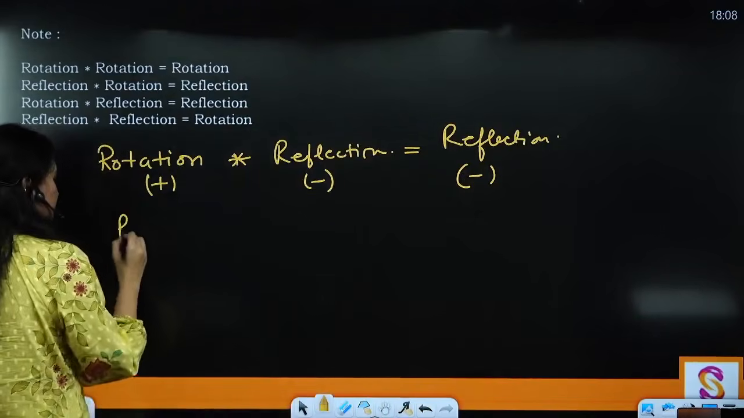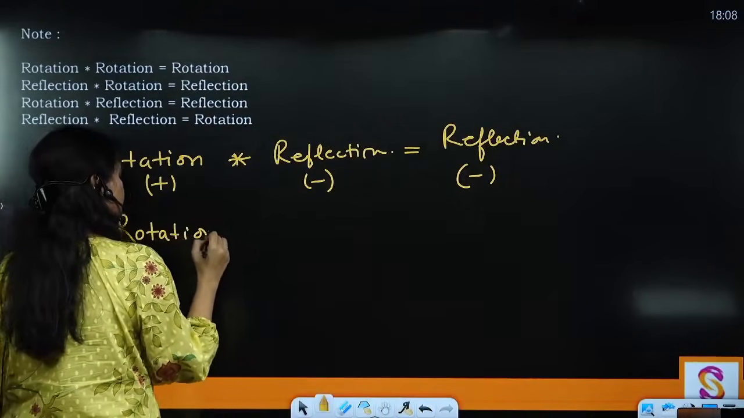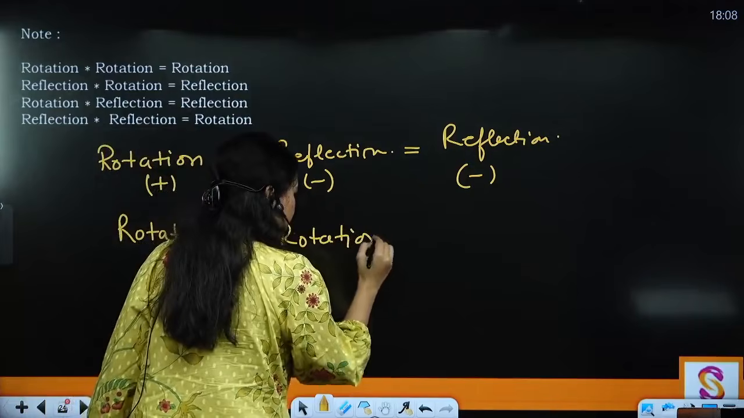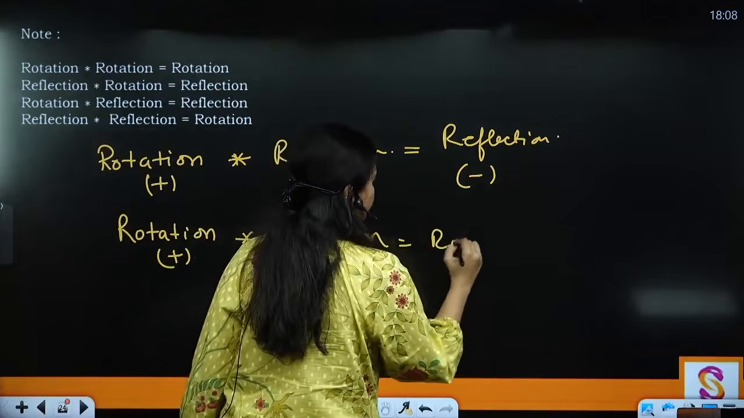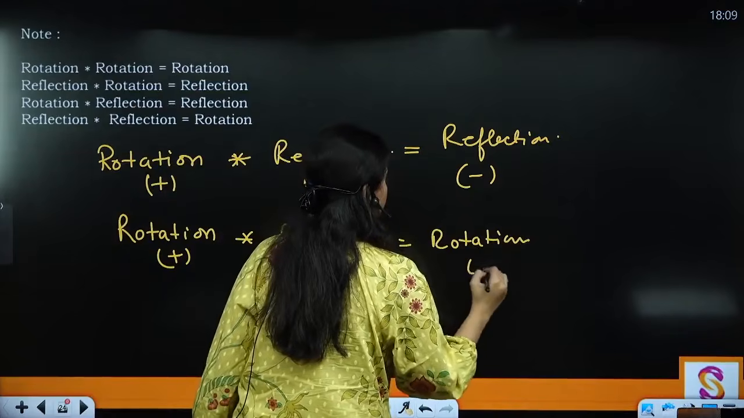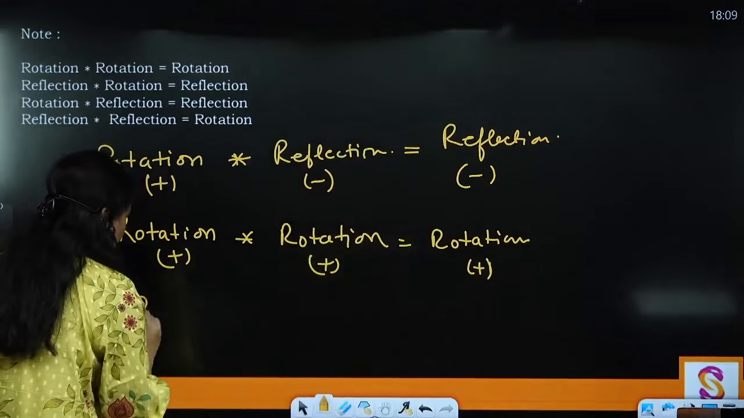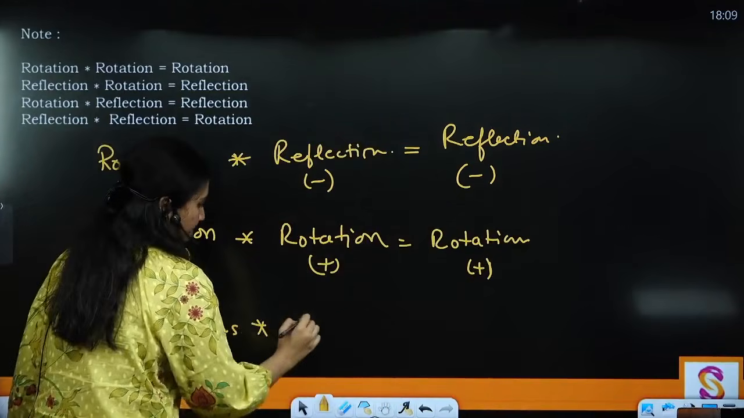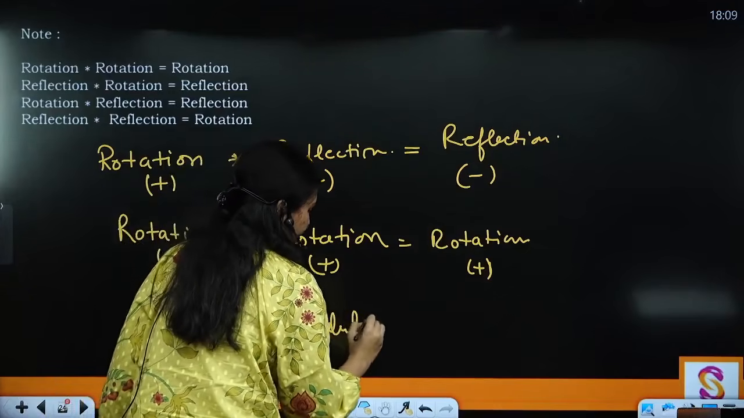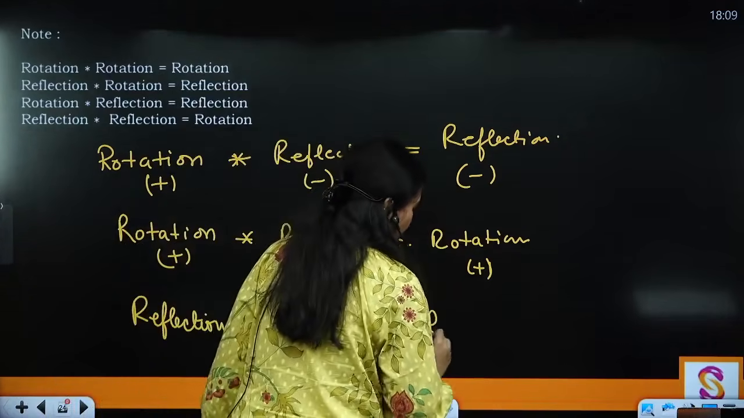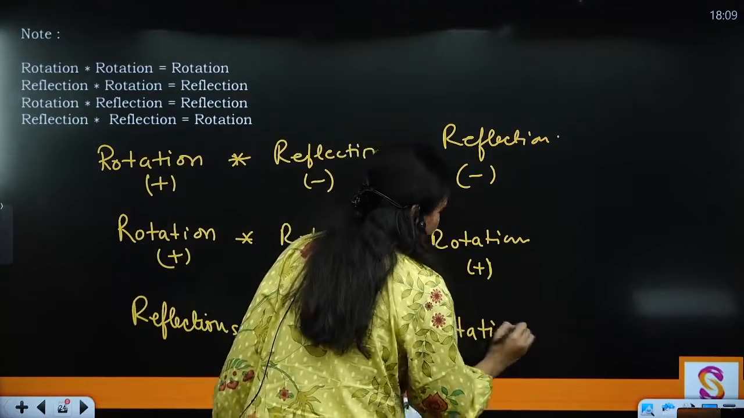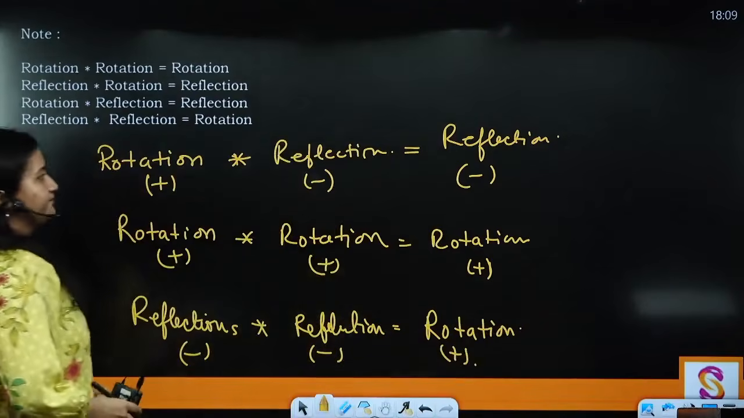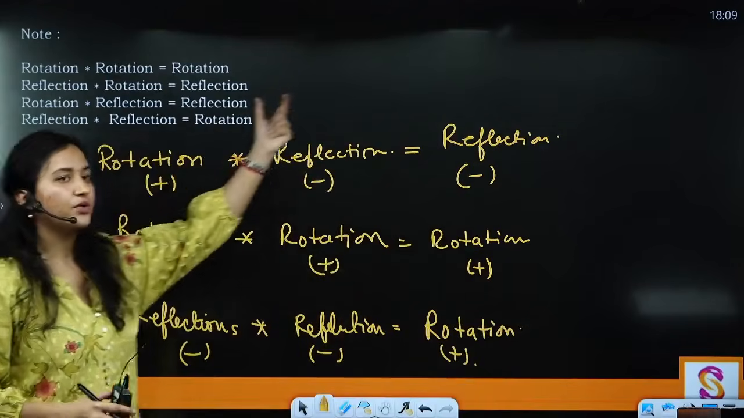If you take two rotations, that is going to be plus plus, right? So again you are getting a rotation only. And finally, if you take two reflections, again you are going to get rotations. Why? Because minus minus gives you plus. Okay? Now, reflection plus rotation is again going to give you reflection only.